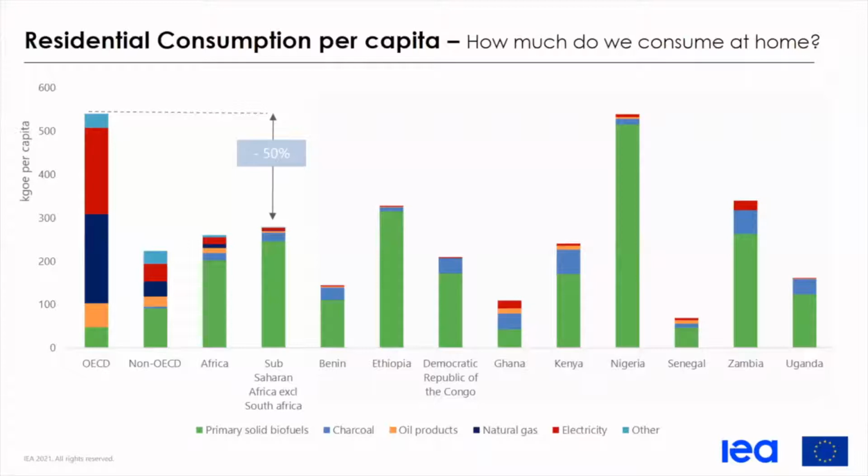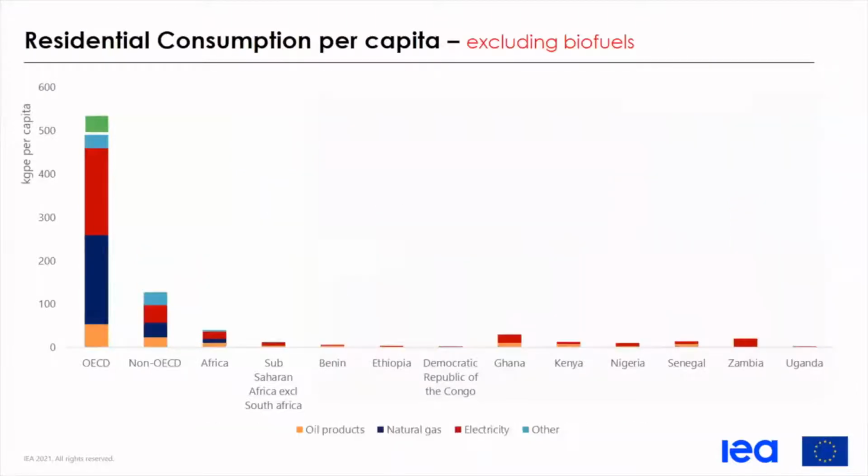However, the traditional biofuel use in sub-Saharan Africa is quite large and inefficient, and the useful energy consumed per capita is much lower. This is how the picture looks if we exclude solid biofuel consumption, which is very inefficient, per capita in sub-Saharan Africa. We see that the gap with the OECD is even higher and consumption per capita is very low.